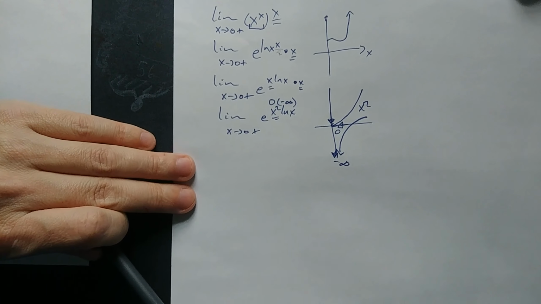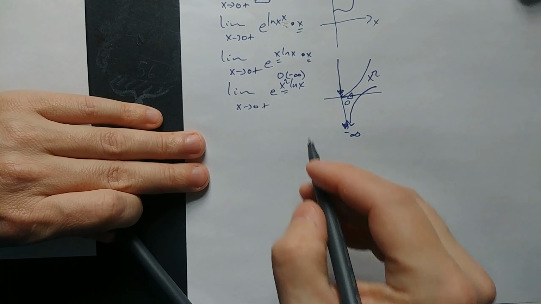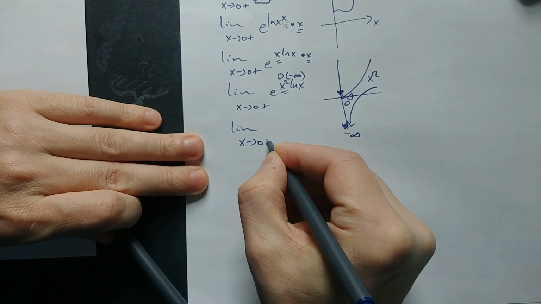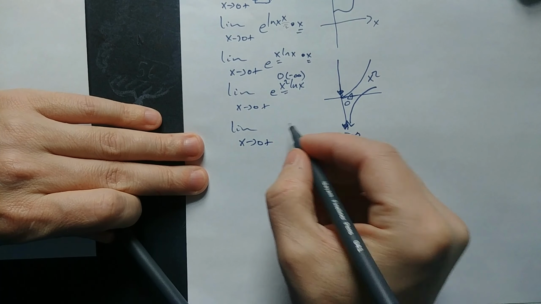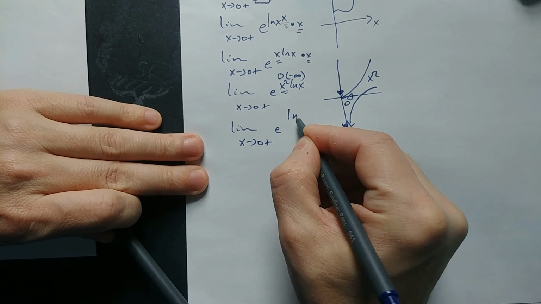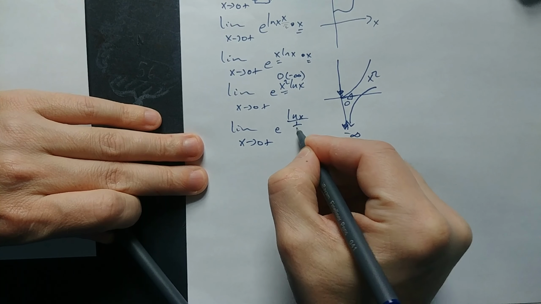When we've got that, we got to use our friend L'Hopital, right? But first we got to rewrite. So the limit as x approaches 0 from the right side of e, and then we write that as ln x over 1 over x squared.